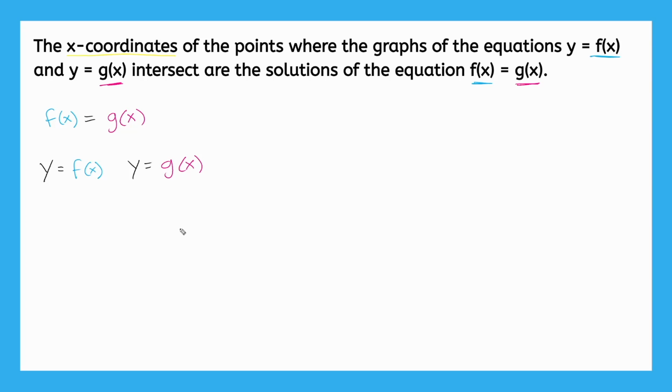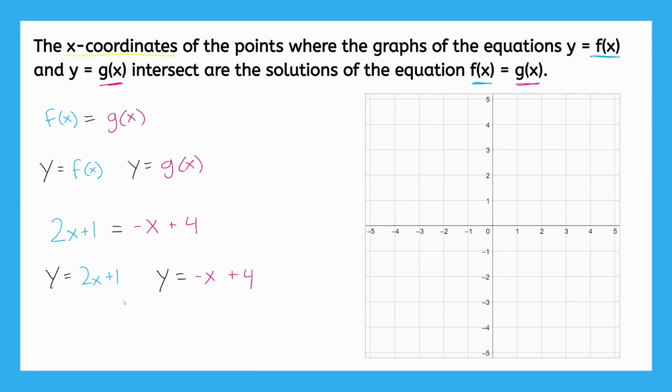Let's go through an example to convince ourselves that this really works. Let's say we have the following equation: 2x plus 1 is equal to negative x plus 4. Let's set these equal to y. So we're going to have y is equal to 2 times x plus 1, and y is equal to negative x plus 4. Let's go ahead and graph these.